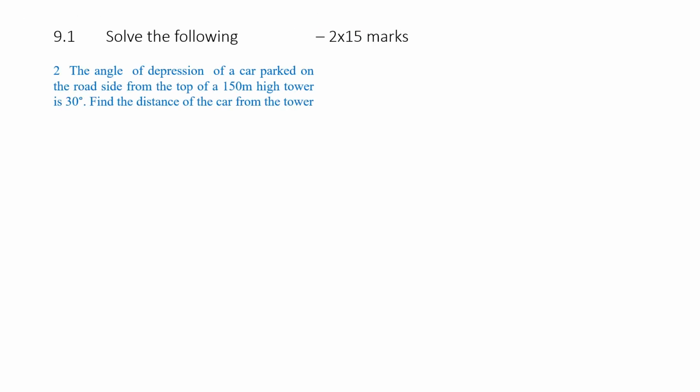Problem number 2. The angle of depression of a car parked on the roadside from the top of a 150-meter high tower is 30 degrees. Find the distance of the car from the tower.